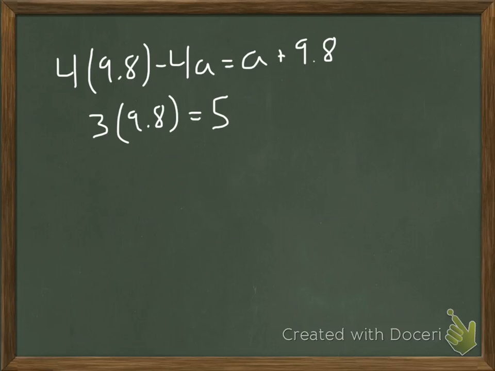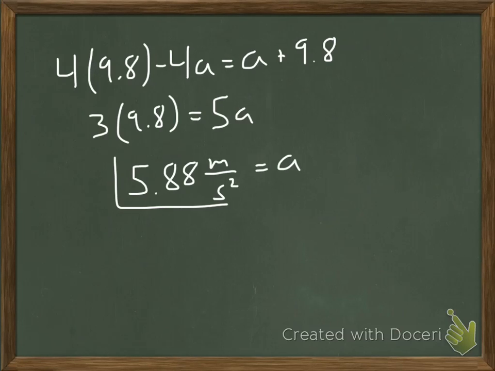Now, the only thing I'm doing here is I'm solving for a. I get my acceleration to be 5.88 meters per second squared, and there's my answer. If in the previous slide you set each equation equal to a, then you would have solved for F_T, and then you'd have to plug back in to get your a, but it would give you the same answer.